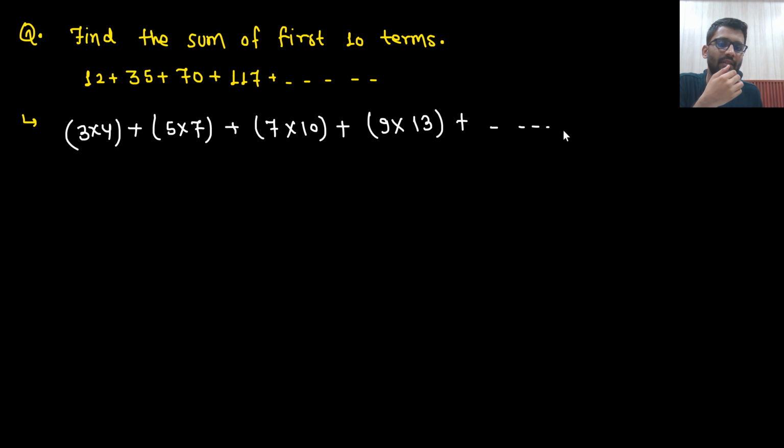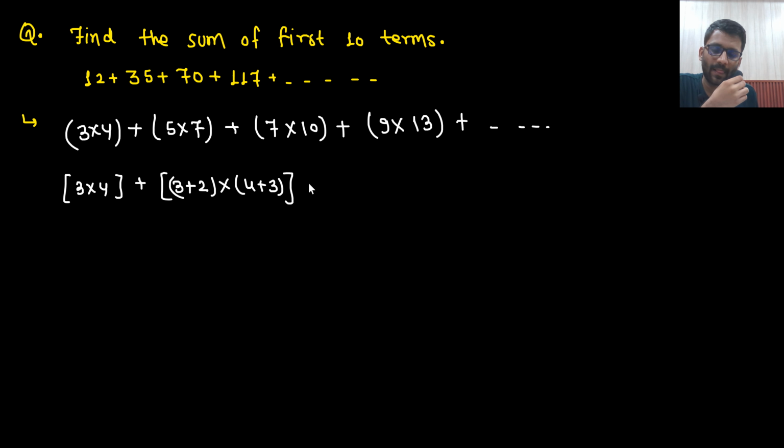So this is the pattern. With the first term, this is going in this way: 3 into 4 plus, what is this term? 3 plus 2 into 4 plus 3, plus, what is this term? 7. That is 3 plus 4 or whatever it is. We don't need to write this.